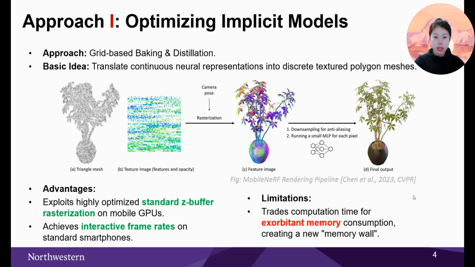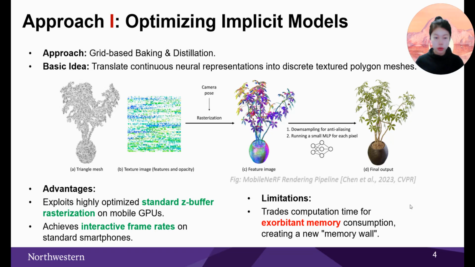The big advantage of this approach is that it leverages the highly optimized Z-buffer rasterization pipeline already available on standard mobile GPUs. In other words, we replace the expensive volumetric rendering process with standard mesh rasterization and lightweight fragment shaders. This allows mobile NeRF to achieve interactive frame rates on ordinary smartphones, which is quite impressive.